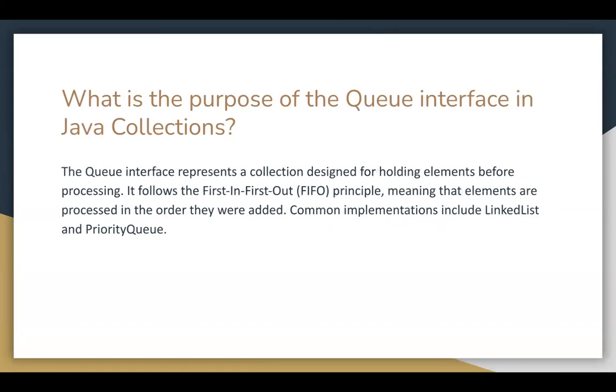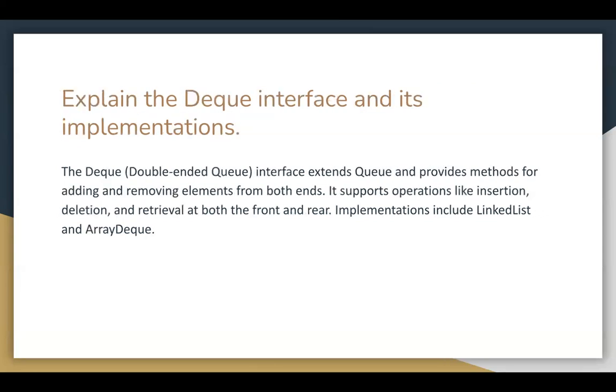What is the purpose of the Queue interface in Java collections? The Queue interface represents a collection designed for holding elements before processing. It follows the first-in, first-out principle, meaning that elements are processed in the order they were added. Common implementations include LinkedList and PriorityQueue.